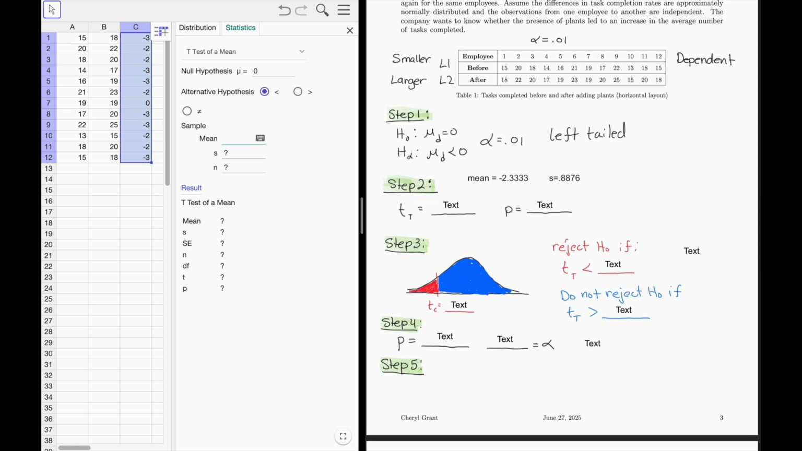We're going to put in our mean, that was negative 2.3333. We're going to put in our standard deviation, which is 0.8876. And then we're going to put in our value of n, which was 12. We had 12 pairs. And you can also see that from this list here, it goes from 1 to 12. Now when I enter all of that in, we get our test statistic down here. So I'm going to put in that our test statistic is negative 9.1063. And our p-value is so small it rounds to 0.